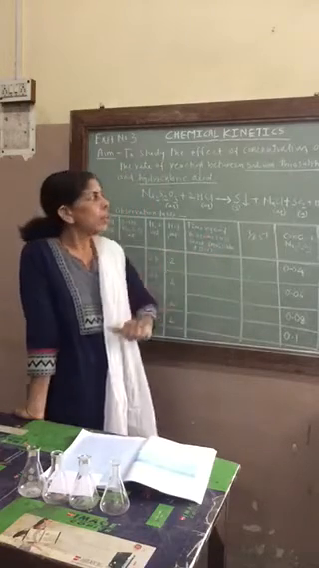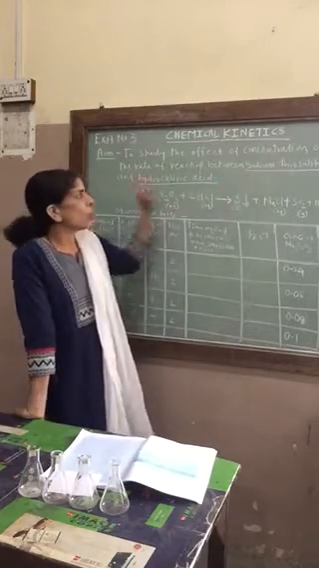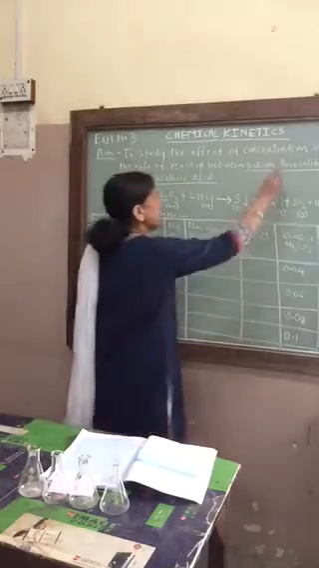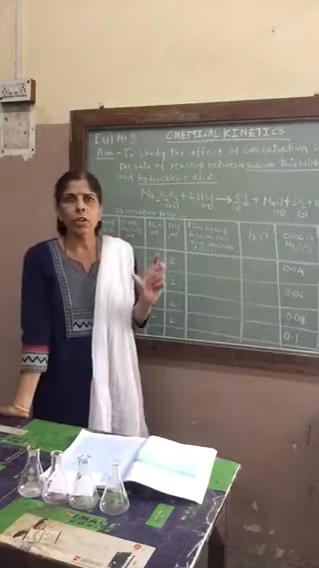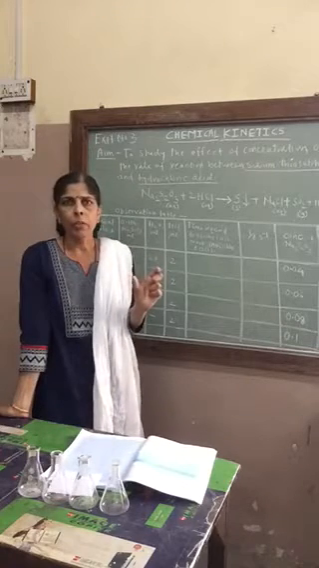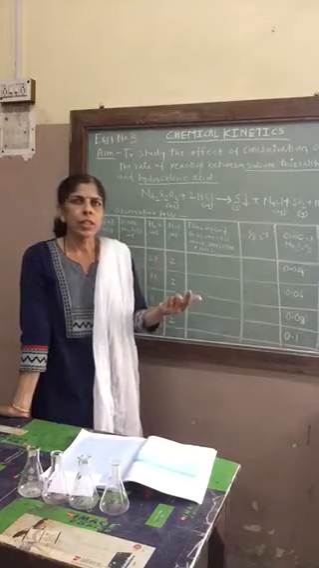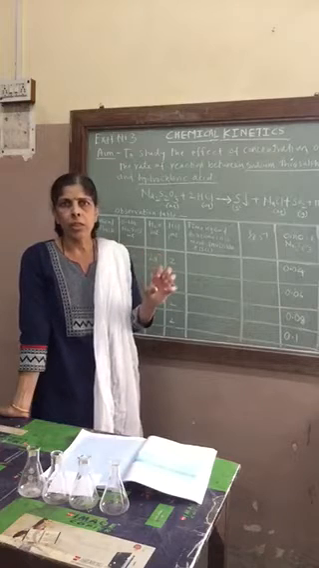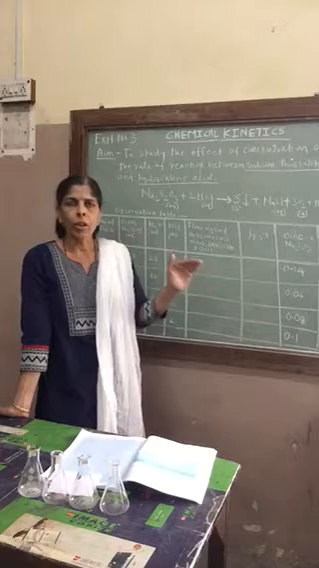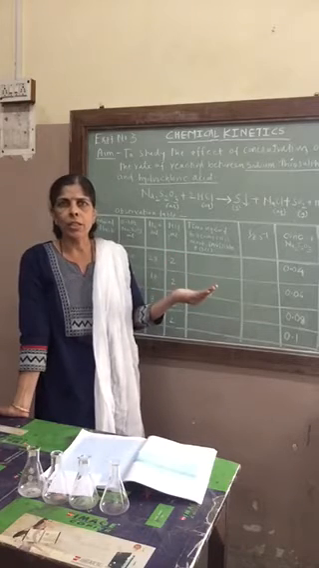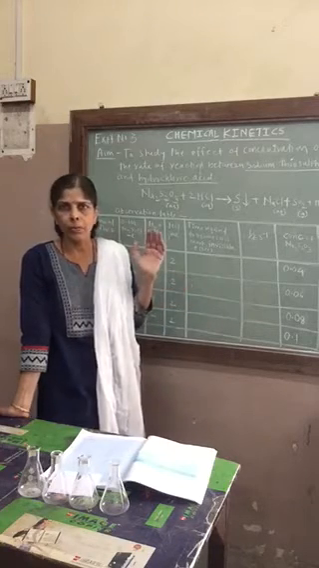The reactants are sodium thiosulfate and hydrochloric acid. You are going to carry out the reaction between them. You are going to change, increase or decrease, the concentration of one of the reactants, and you are going to study the effect of that change on the rate of reaction.